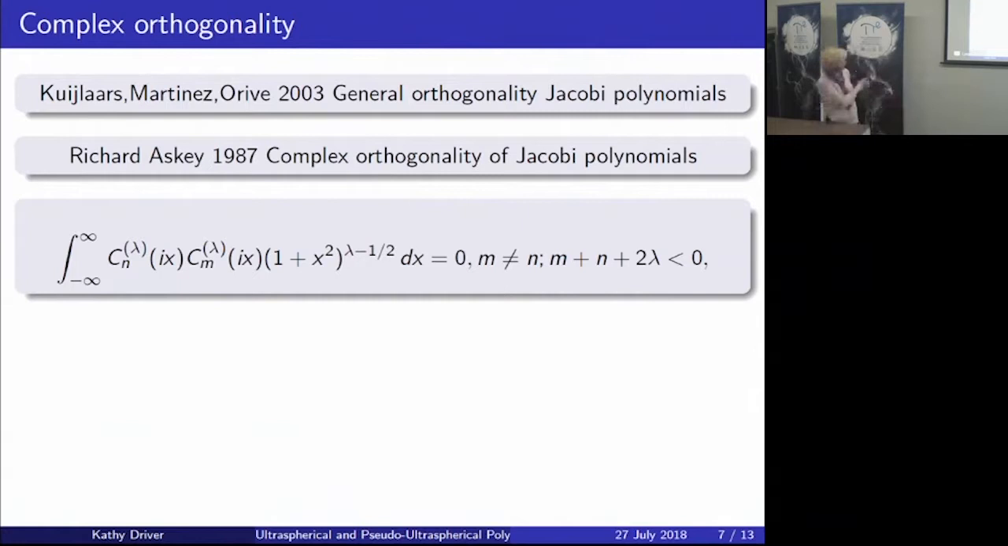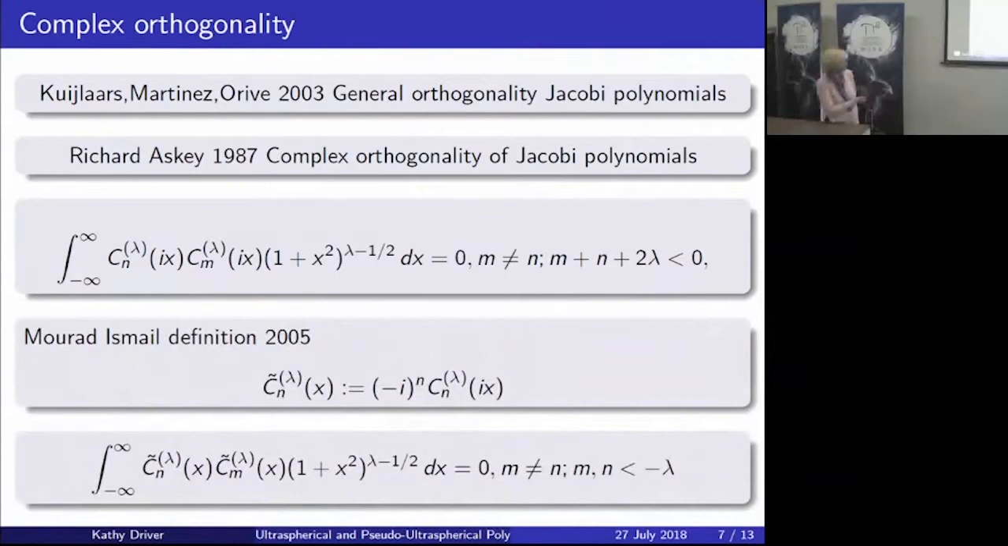Orthogonality becomes infinite. It goes from minus infinity to plus infinity. But again, you need this n plus 2 lambda to be negative. So again, there is a dependence between the degree of the polynomials m and n and the value of the parameter lambda. All right, Ismail made the obvious definition, and the constant in front is just for convenience.